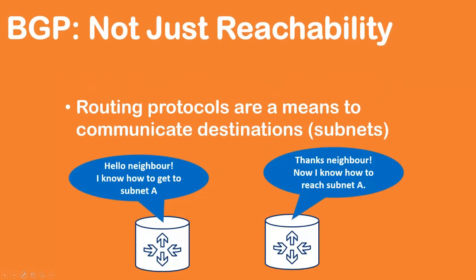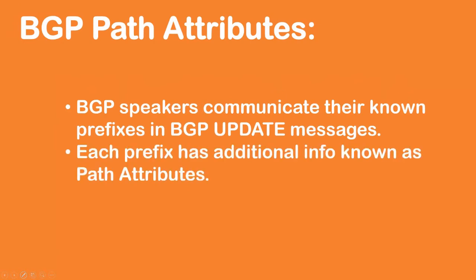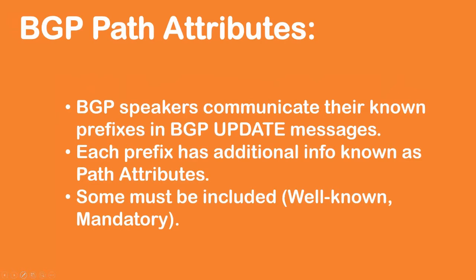BGP, it's not just about reachability. So if you think about routing protocols, their basic role is to communicate destinations, aka subnets or prefixes. And BGP does do this by communicating their known prefixes in BGP update messages. But this protocol goes much further than that, and each prefix has additional information attached in the update message known as path attributes. Some must be included, such as the well-known mandatory attributes, some not.